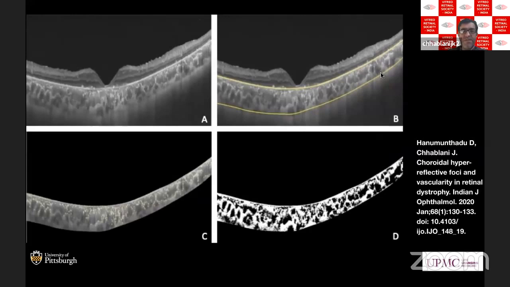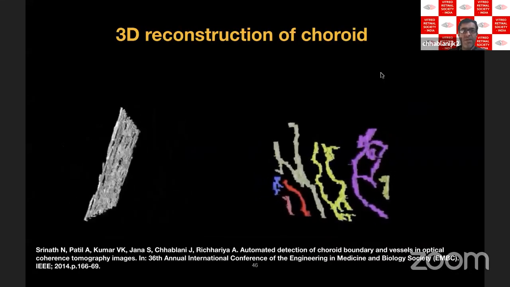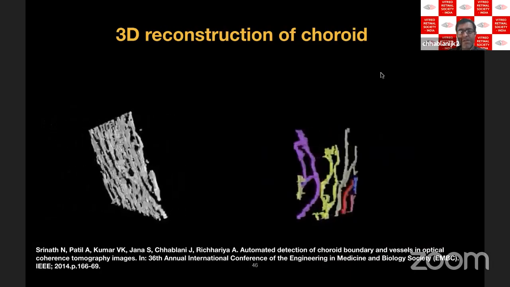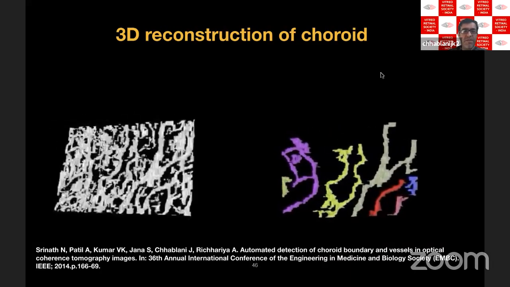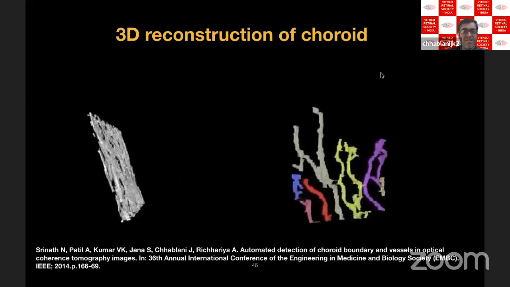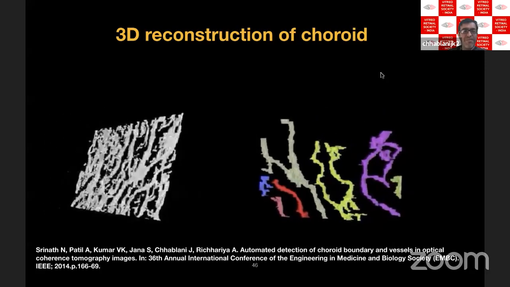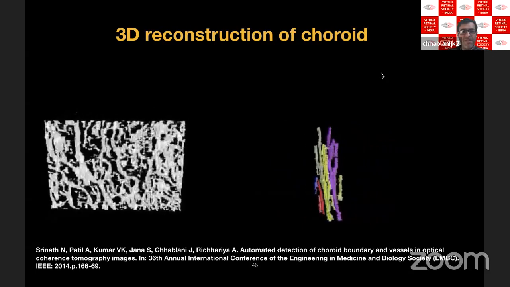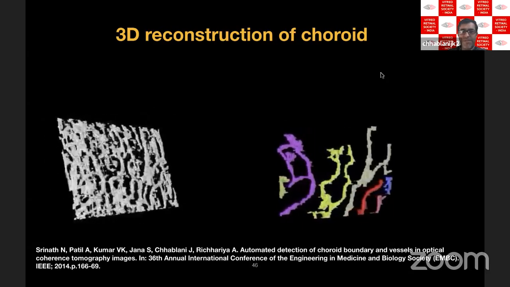This is an example of retinitis pigmentosa, and we aim to develop a 3D model of the choroid where we envision that we will be able to track down the vessels which are making the PCV polyps or the CNV complex. I hope we can achieve this soon.